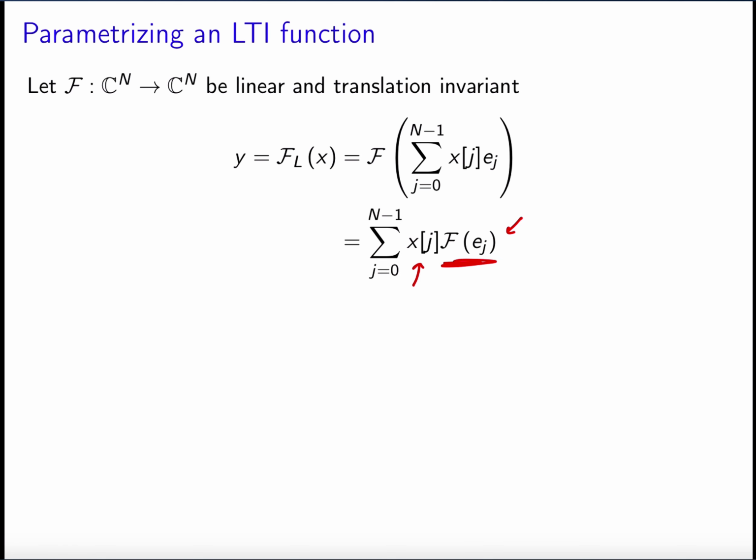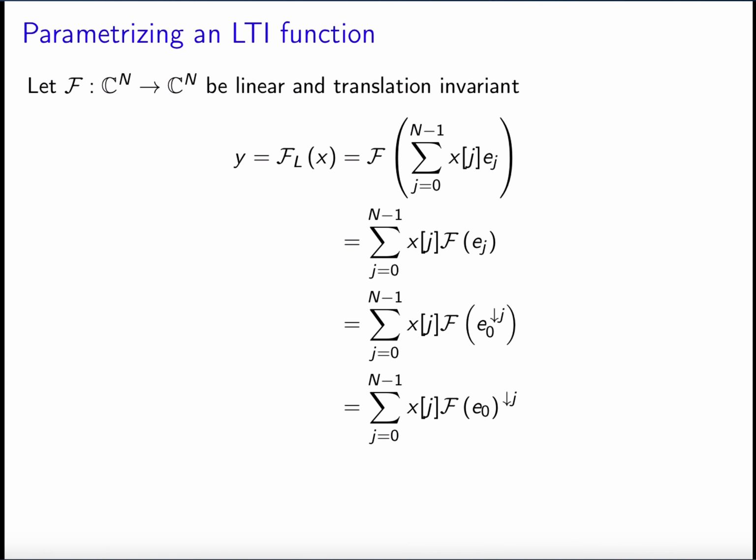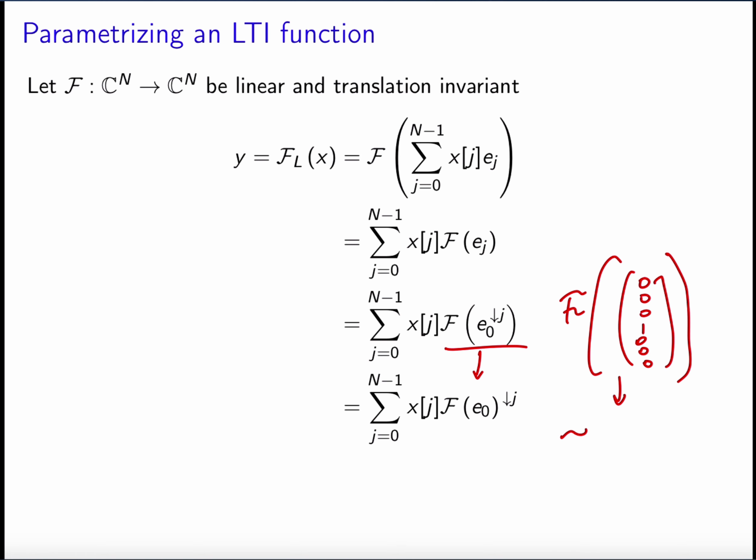So this is exactly the same as applying the function to the first basis vector and then shifting, because you can write e_j as a shift of e_0. Then by translation invariance we have this equality. So this, the function applied to, just to be clear, (0, 0, 0, 1, 0, 0, 0), by translation invariance is the same as applying the function to the vector (1, 0, 0, 0, 0, 0, 0) and then shifting this by j.